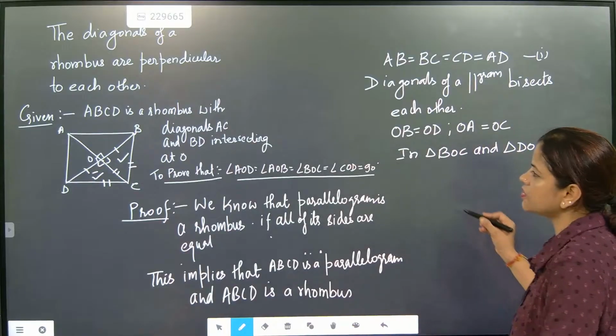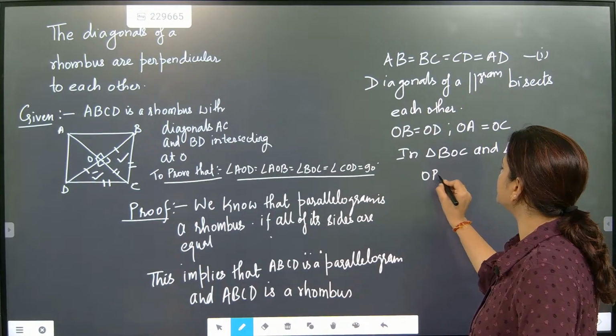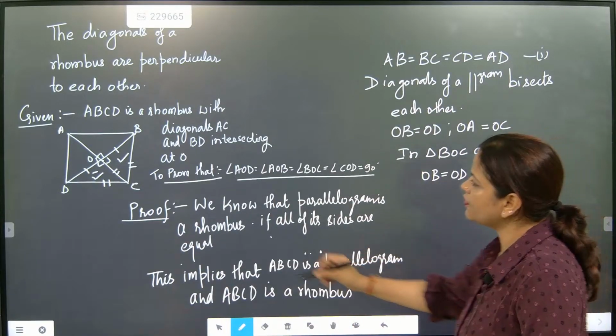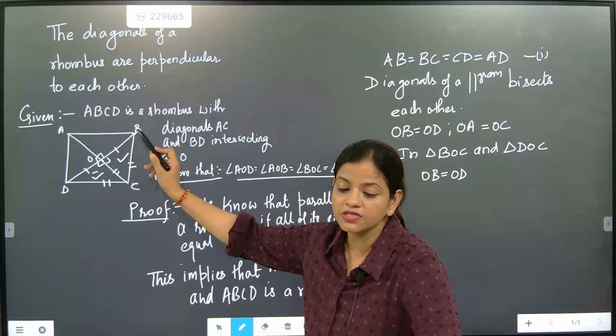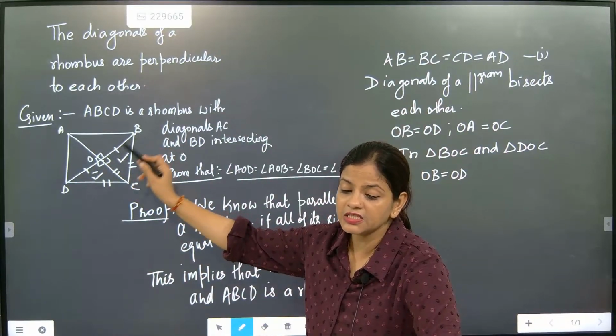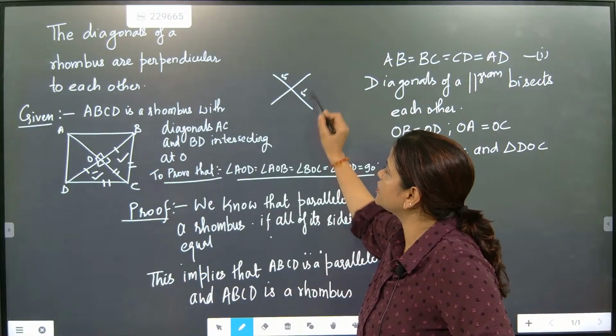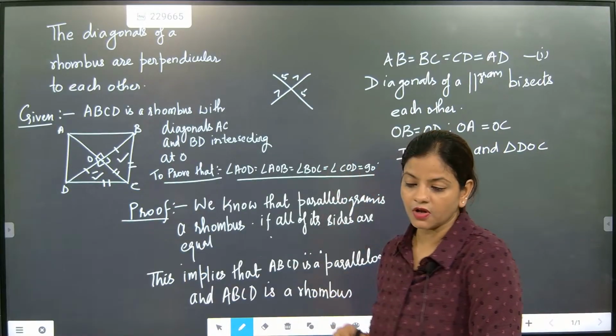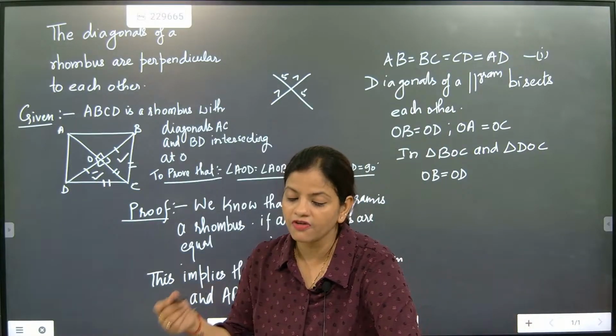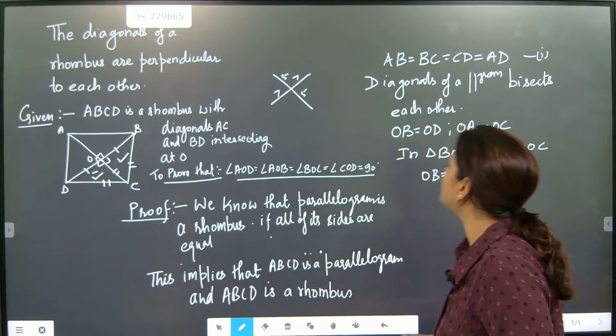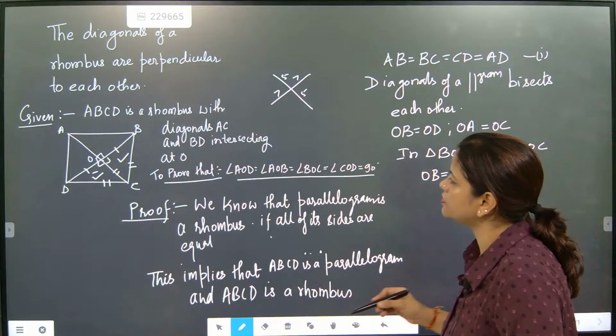Now, beta, OB is equal to OD. Just now we proved OB is equal to OD, because in a parallelogram the diagonals bisect each other. Diagonals bisect each other means if this is 5, this will also become 5. If this is 7, this will also become 7. That is the work of bisector. So OB is equal to OD.